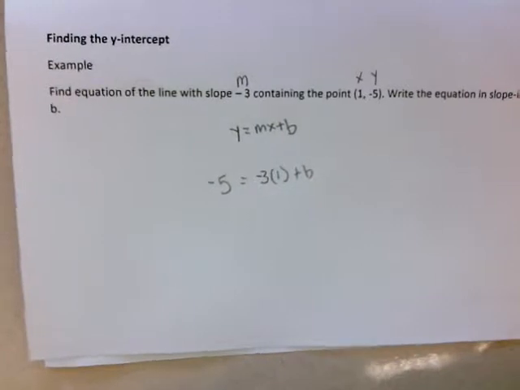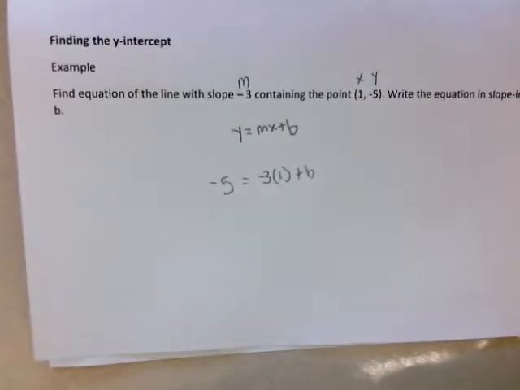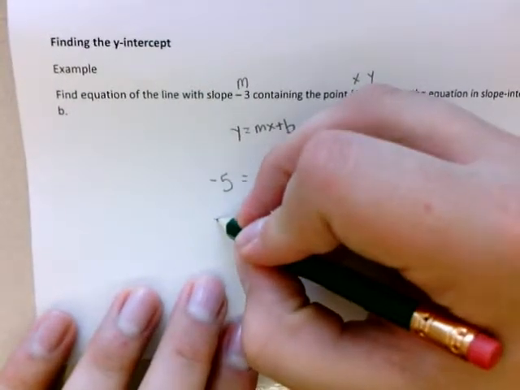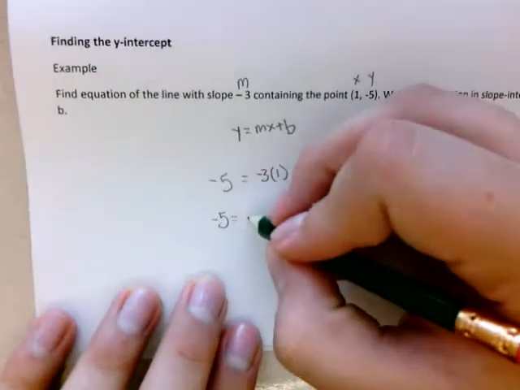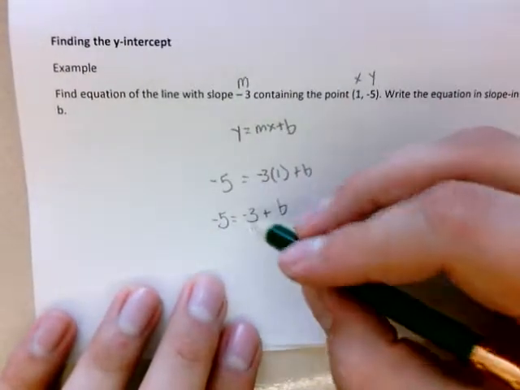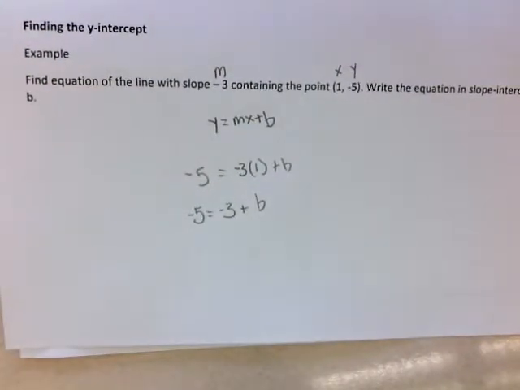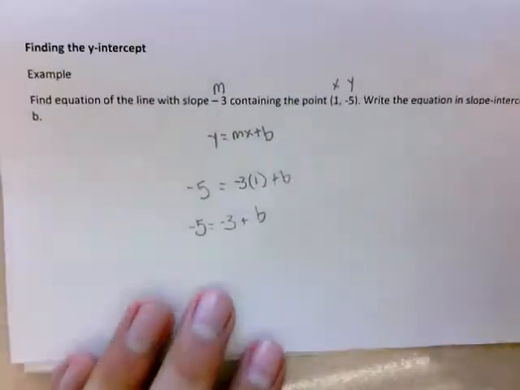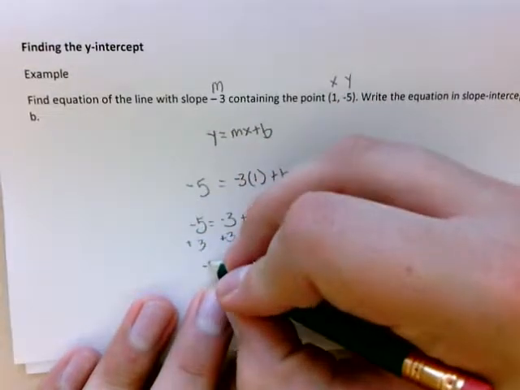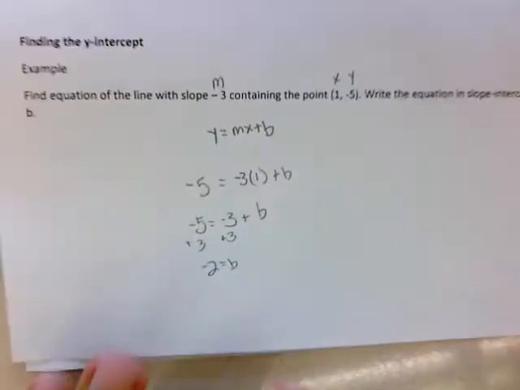So we have -5 equals -3 times 1 plus b. At this point, you're just solving a normal equation, like solving for x type of thing. So, -3 times 1 equals -3 plus b. How do we get rid of that -3? Well, the only way to do that is we have to add 3 to both sides. So finally we get b equals -2.